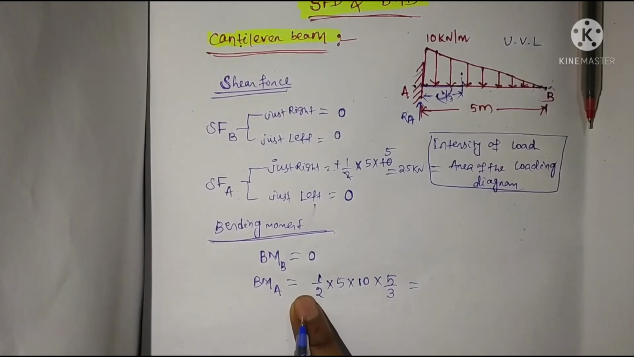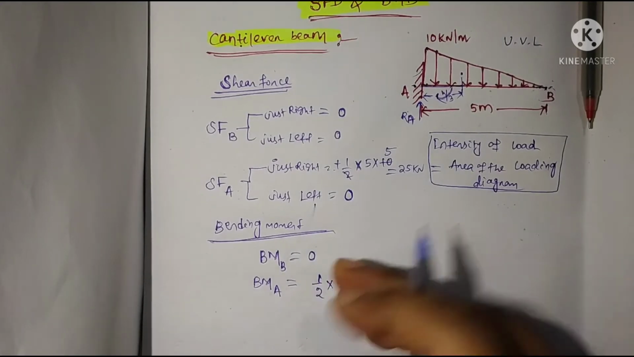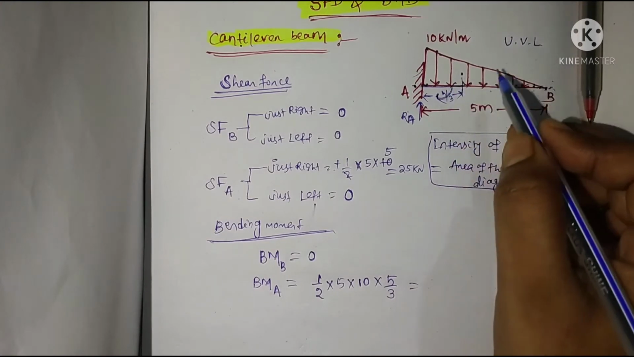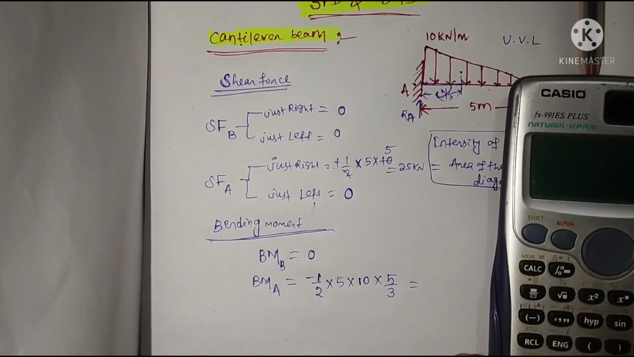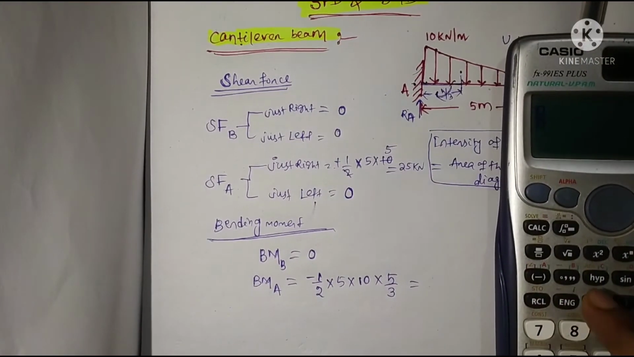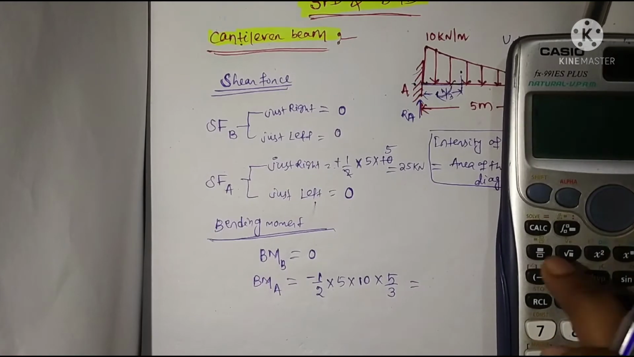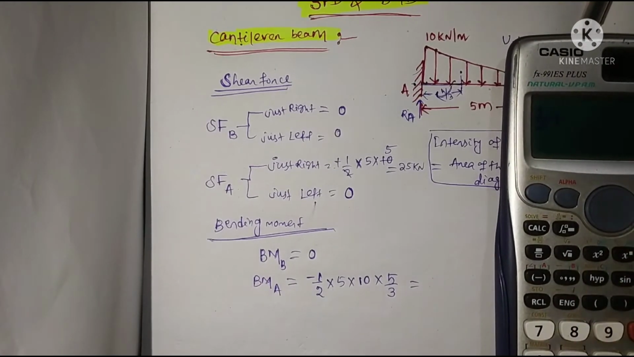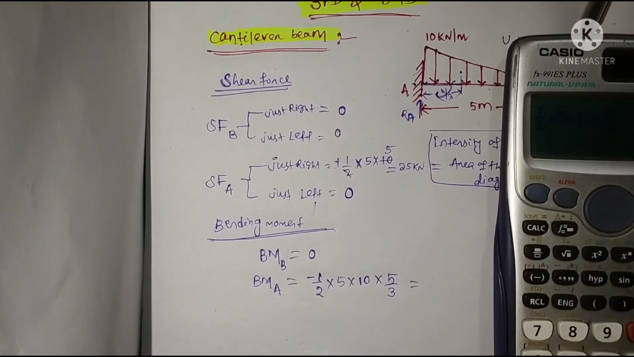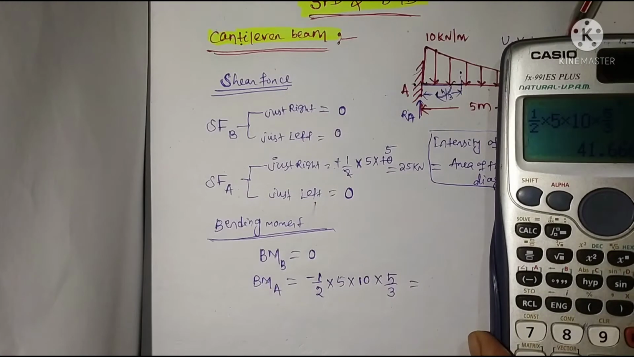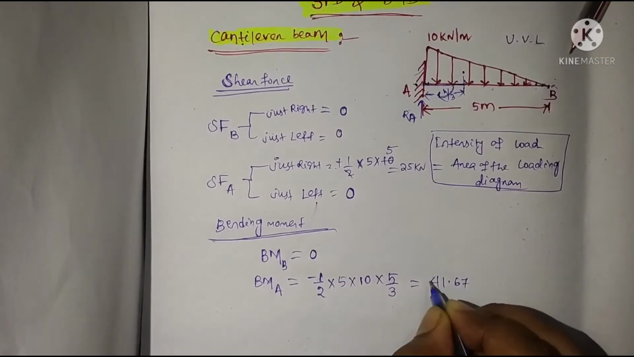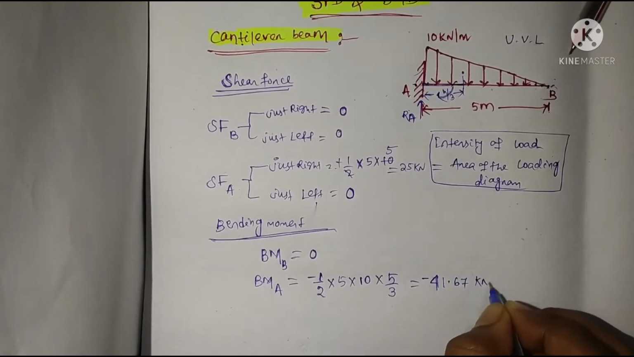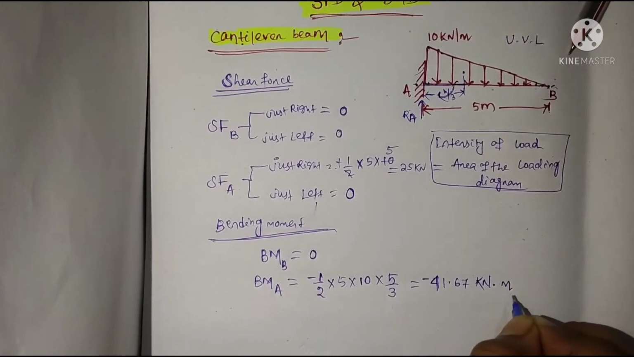And now we come to the sign convention. It is a downward force, so it will be negative. Now just put the values in the calculator. We can calculate the moment: half into 5 into 10 into 5 by 3 comes out to 41.67. So the bending moment is 41.67, the sign will be negative, and the unit is kilonewton meter.